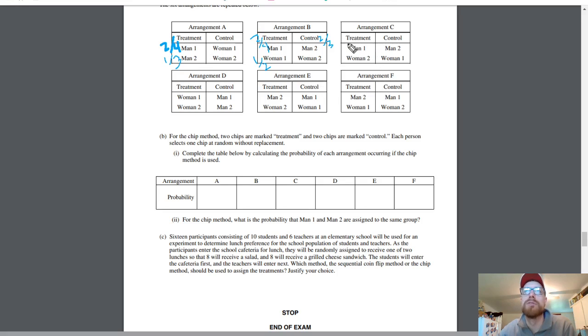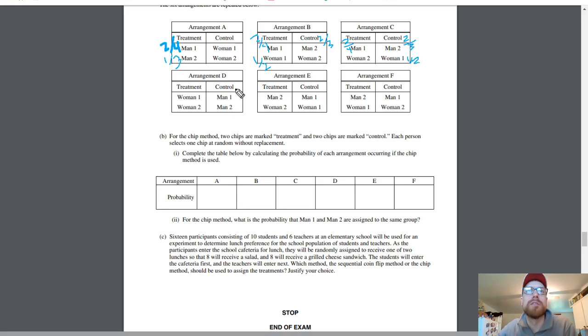Alright, man 1, so this is 2 out of 4. This one is 2 out of 3, same as it was before. And then we have 2 chips left for treatment and control. The probability that woman 1 gets control is 1/2.